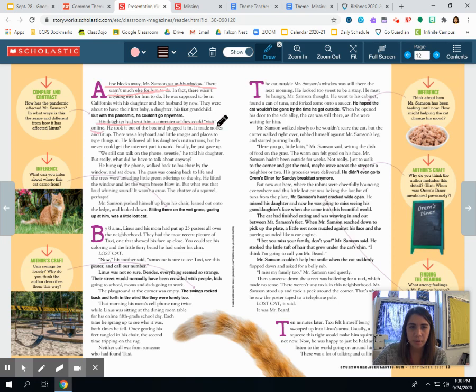He took it out of the box and plugged it in. It made noises and lit up. There was a keyboard and little images and places to type things in. He followed all his daughter's instructions, but he could never get the internet part to work. Finally, he just gave up. "We can still talk on the phone, sweetie," he told his daughter.